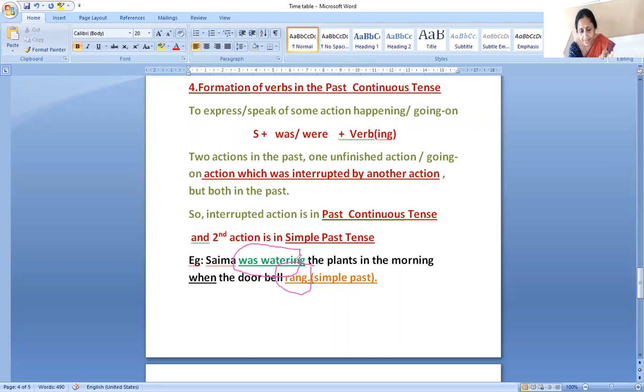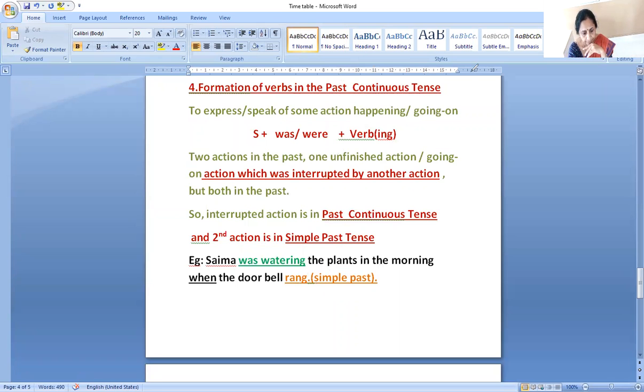Now, two actions, both were happening in the past. But out of this, which was happening first? How do you know? Because that action is put into past continuous tense. And the next action is in simple past. Is that clear? So when there are two actions in the past, the first action, which was interrupted by another action, will be put into past continuous, and the next action which came will be in simple past tense.